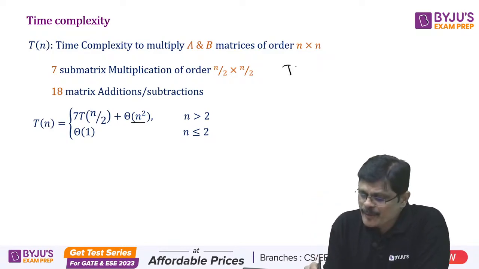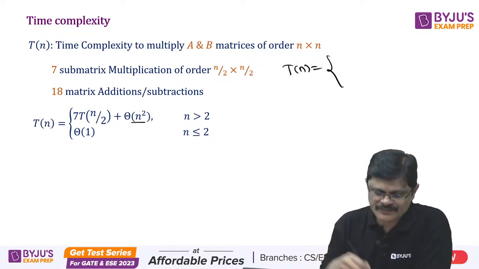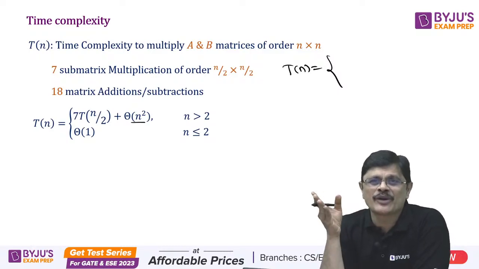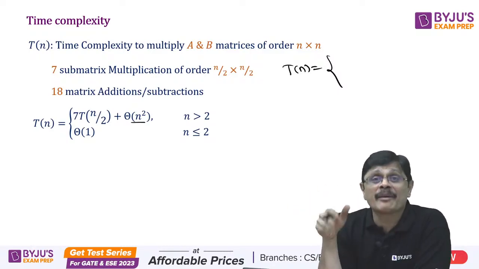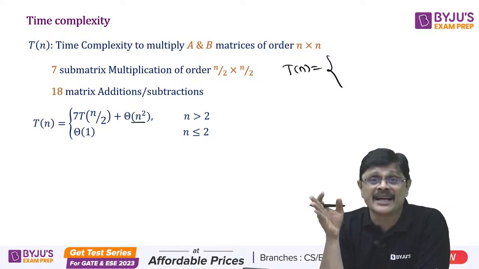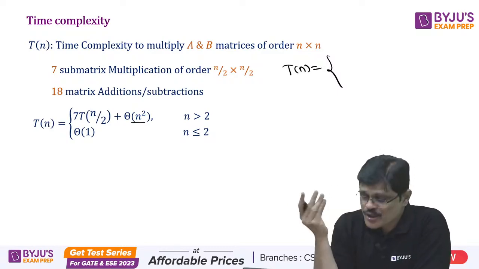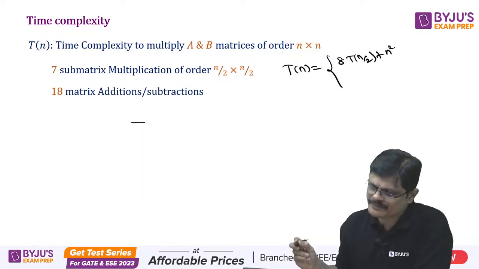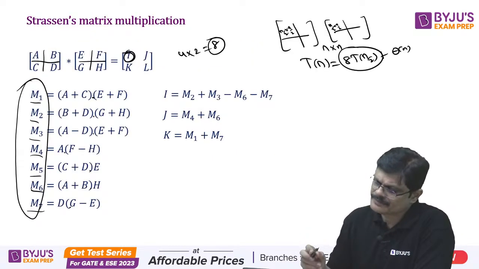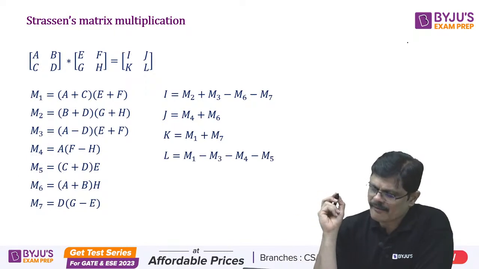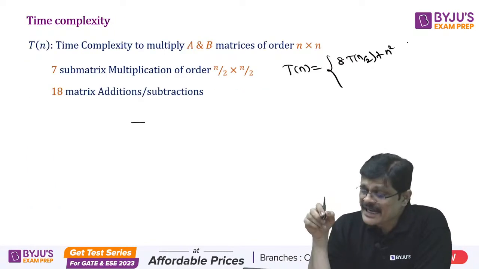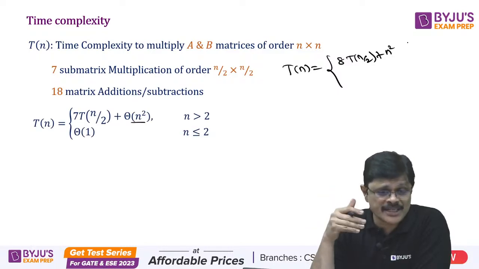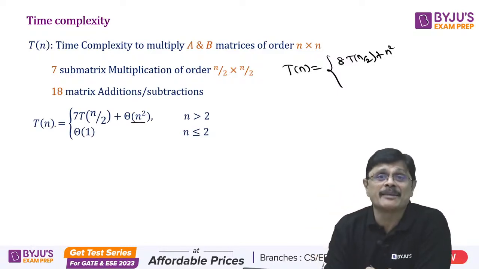See, normally it would be T(n) is equal to what? Because n by 2 by n by 2 means what, sir? How many elements are there? n square by 4, means n square elements need to be added, na? So that is 8T(n/2) plus n square. Here also let me write that. Normally it is 8T(n/2) plus n square, my dear friends, if you don't use this Strassen's matrix multiplication. But if you use it, you can do it with 7 multiplications only.